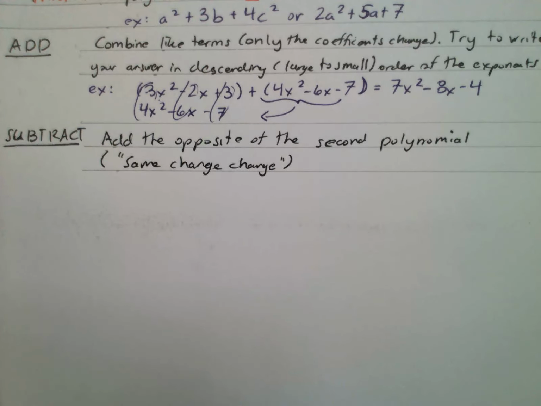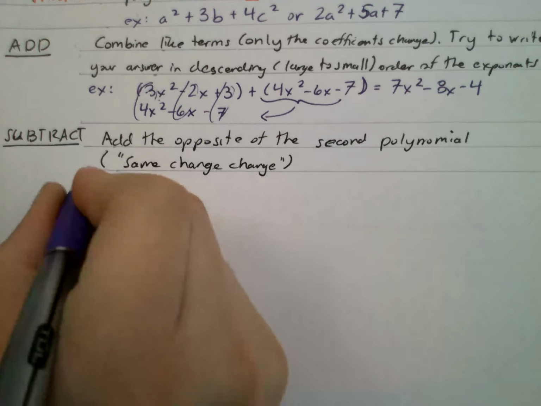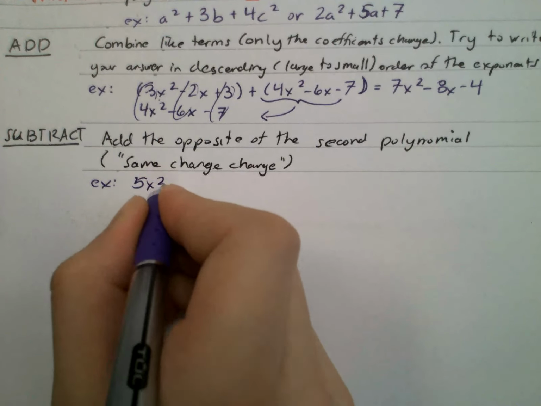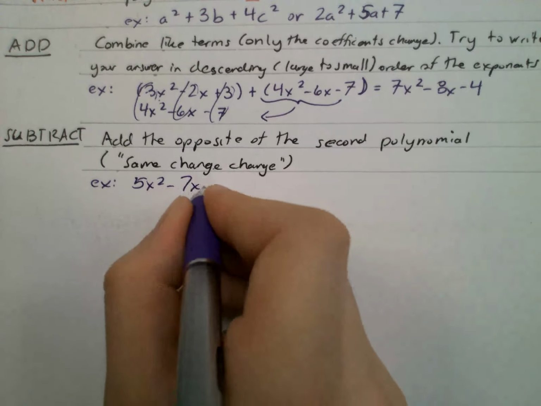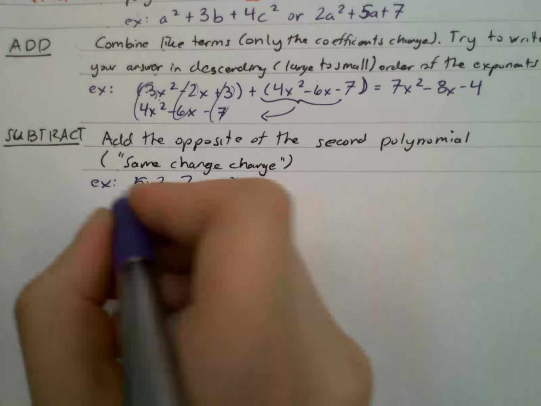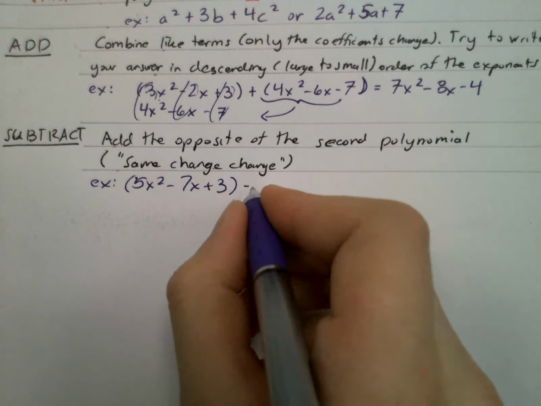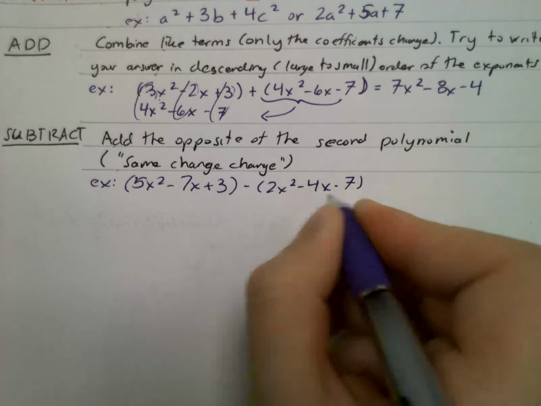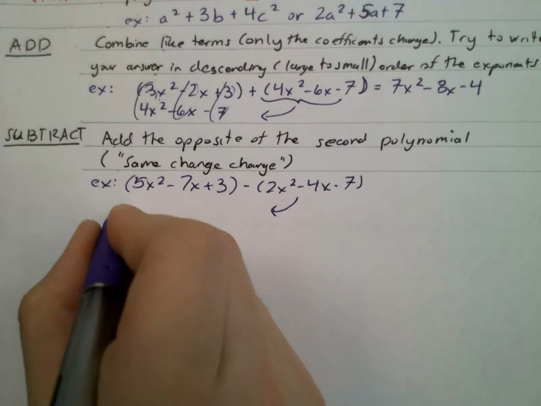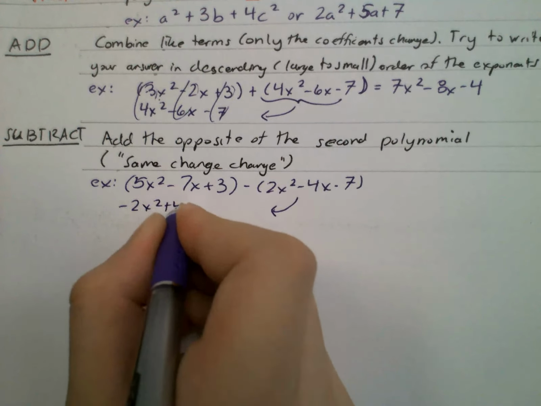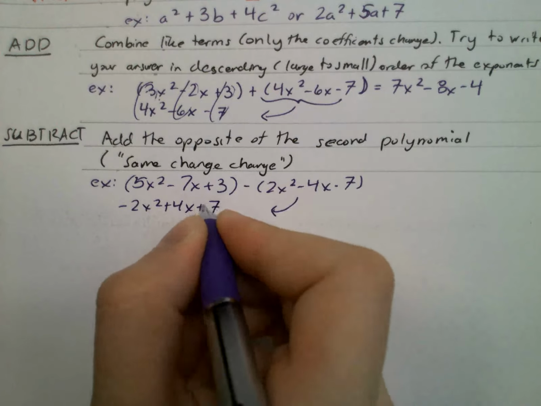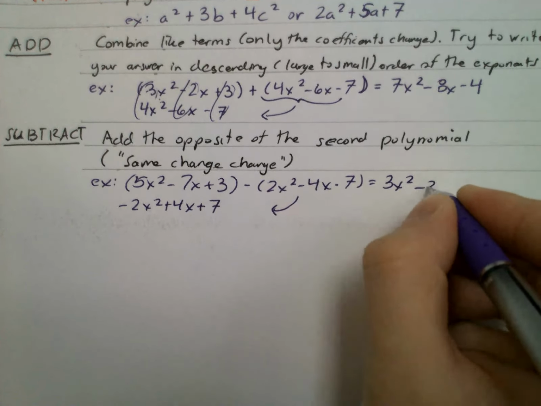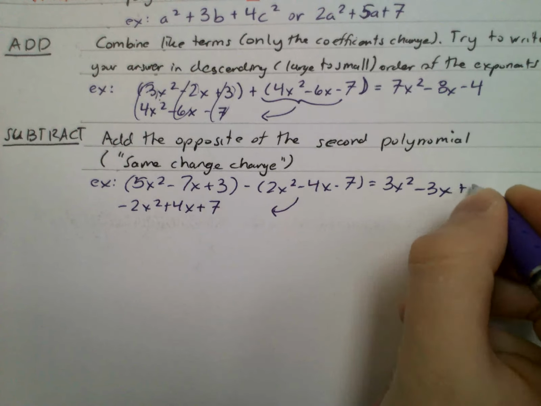So an example of that being, let's say I've got 5x squared minus 7x plus 3 minus 2x squared minus 4x minus 7. Again, bring it over here. Nothing wrong with stacking it. Okay. And from that, I get 3x squared minus 3x plus 10.